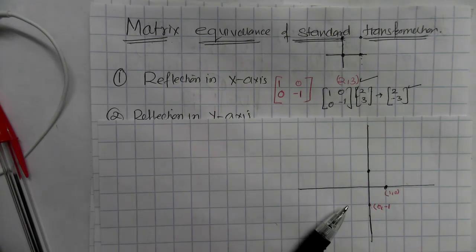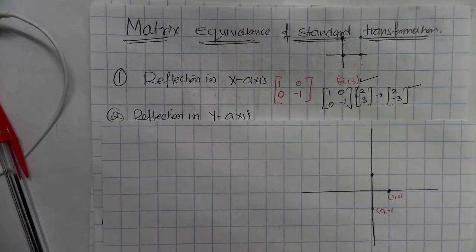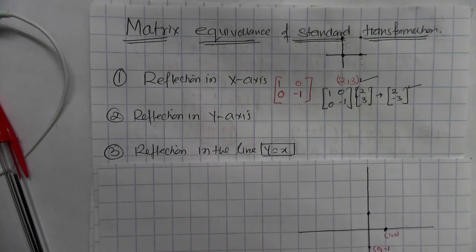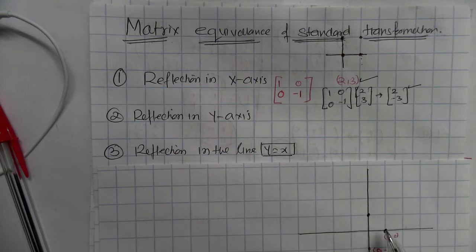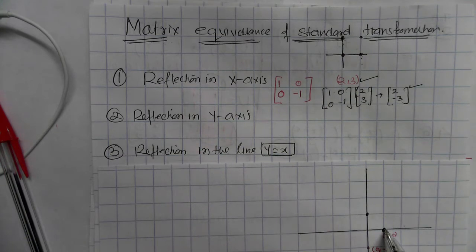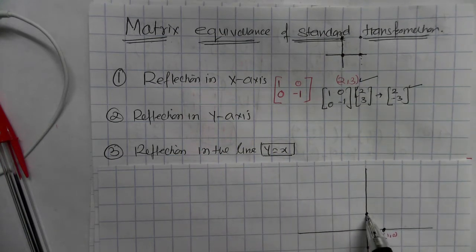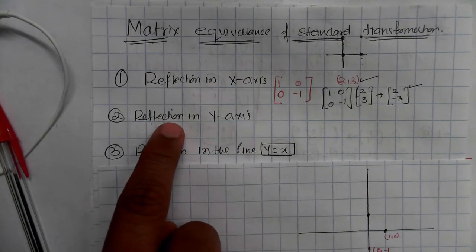Then what I want to ask you to do is the reflection in the y-axis and the reflection in the line y equals x yourself, and work out the matrices for them. What you have to do is see what the image of point (1, 0) is, which becomes the first column, and what the image of point (0, 1) is, which becomes the second column. So try that, then match the answer with me once again. These two: reflection in the y-axis, reflection in the line y equals x.